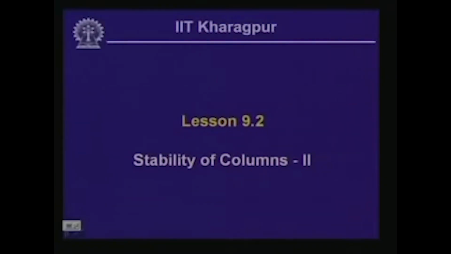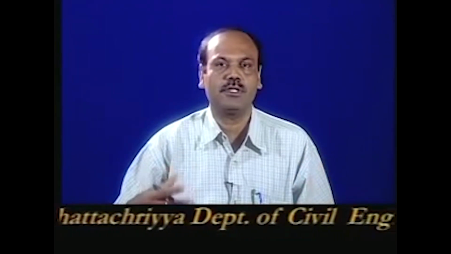Welcome to the second lesson of the ninth module, which is on stability of columns part 2. In fact, in the last lesson we have introduced the concept of buckling in a vertical member which is subjected to a compressive force, which we have termed as column, and also we have looked into the stability aspects of different types of column members, and thereby we have introduced the derivation proposed by Leonhard Euler, which we normally call as Euler's buckling load formula.